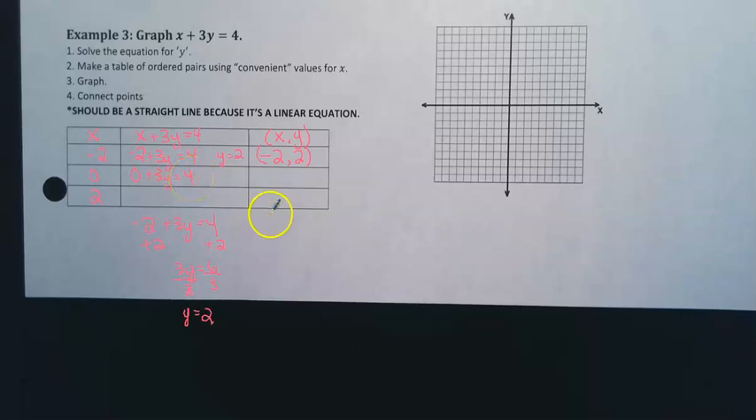So I have to do more work. So 0 plus 3y equals 4. That's the same as 3y equals 4. Then I have to divide by 3 on both sides. Y equals 4/3. So then I have 0, 4/3. Okay, do you see how ugly and how much work this is?